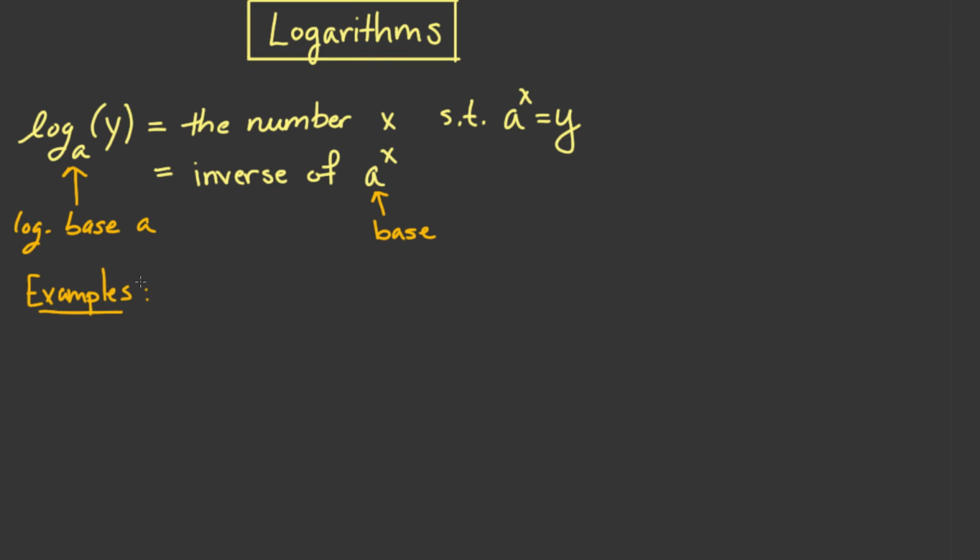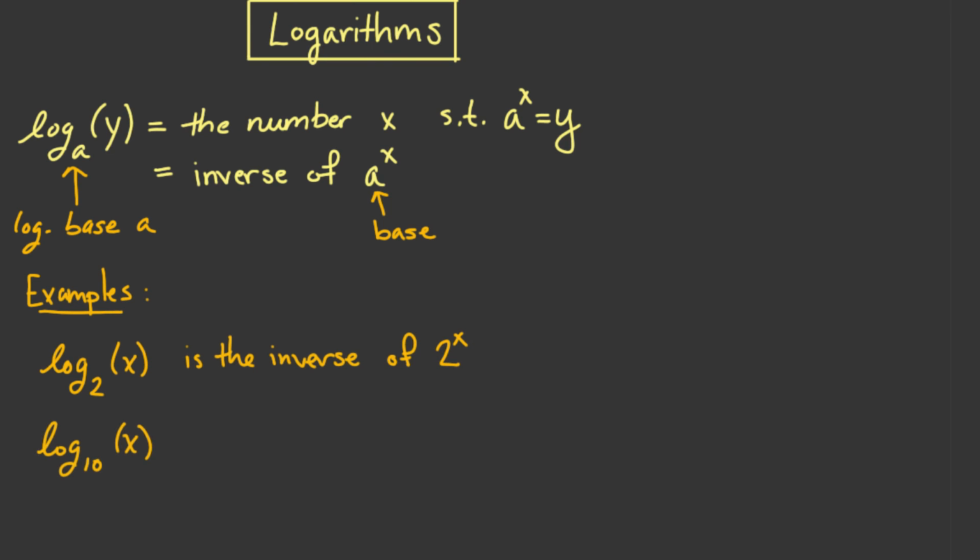In particular, there are some common bases that we're used to thinking about. Log base 2 of x is the inverse of 2 to the x. Log base 10 of x is the inverse of 10 to the x. And in fact, we are so used to thinking about numbers in base 10 that oftentimes you might see log base 10 of x written as just log x with no base. But be careful because there are certain programming languages where this is not true. But on most calculators, this is the notation and it means base 10.